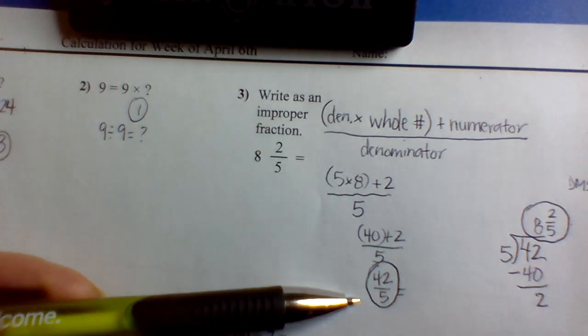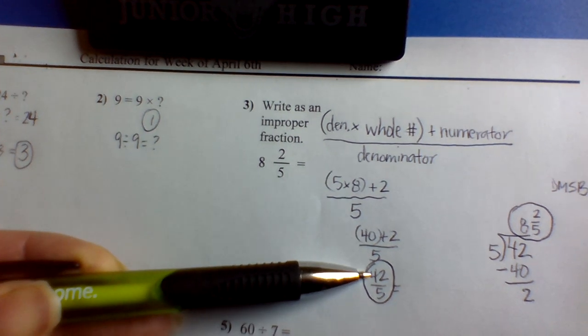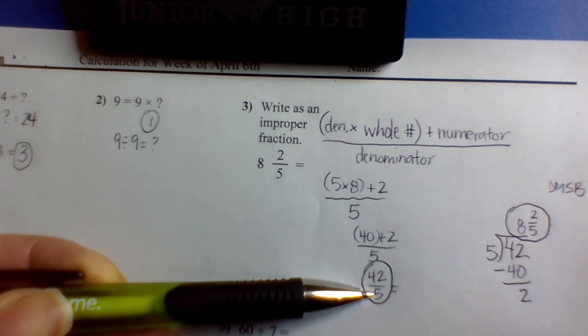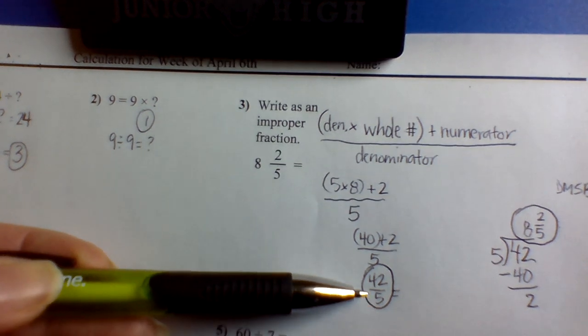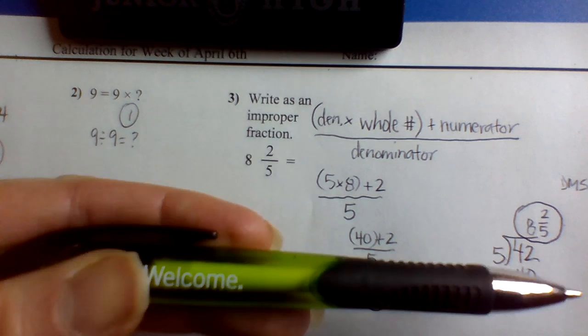So this is my improper. Remember, for an improper, my numerator is always going to be larger than my denominator. So from now on, all you really have to do is follow this when we're doing number 3, but I wanted to show you both ways. Okay?